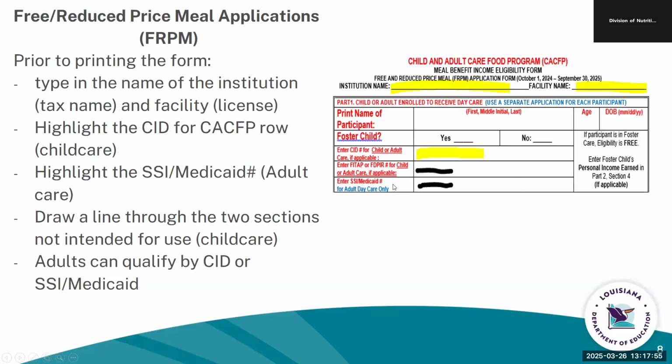So if you're not an adult daycare and chances are you don't have anybody receiving FITAP or FDPIR, once you have your original copy of this form, if you wanted to black out those two areas to where the parents cannot write in those spaces, you may do that. And that'll help to clue them in to go with the CID number in the correct space.